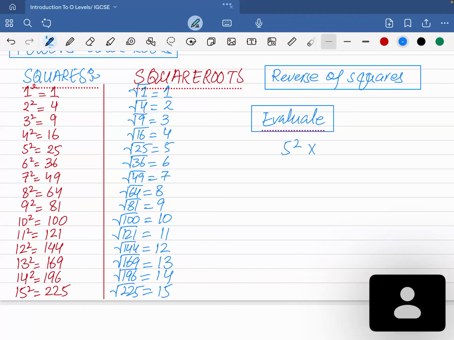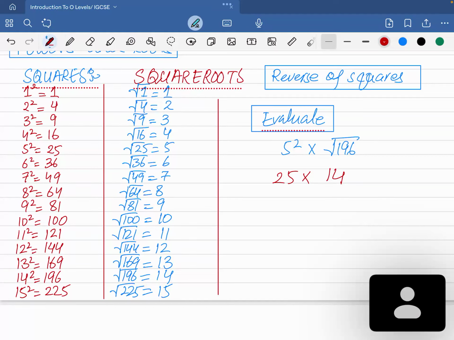5 square times square root 196. So you got the idea that it's a piece of cake for you, that 5 square is 25 and square root 196 means 14. Agree or not? Yes. And in the beginning of the syllabus, I told you to memorize the first 12 tables, table 15 and table 25.